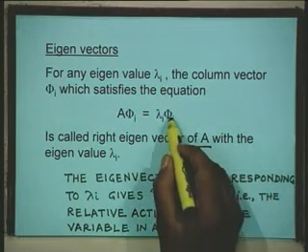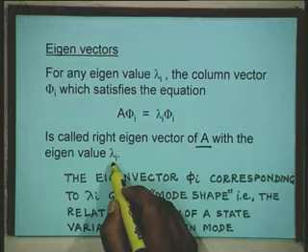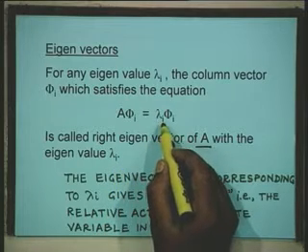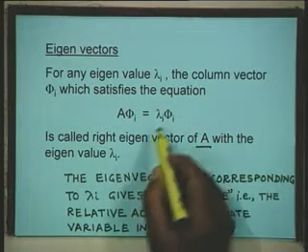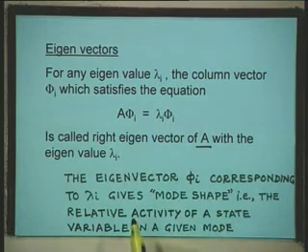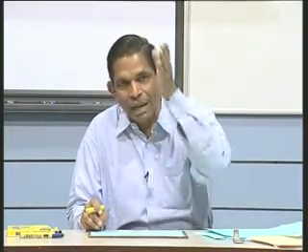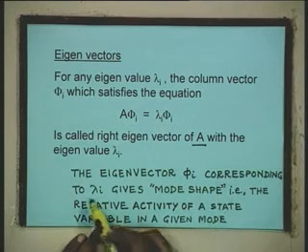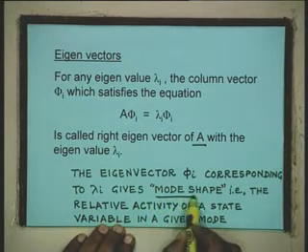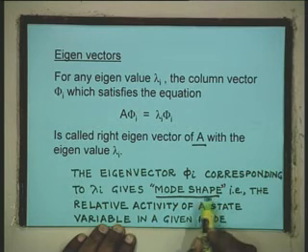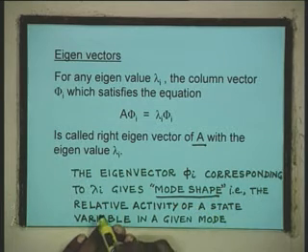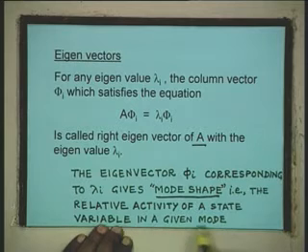Now, this phi i is associated with eigenvalue lambda i. If I put i equal to 1, I get eigenvector 1. If I put i equal to 2, I get the eigenvector corresponding to eigenvalue lambda 2, and so on. This eigenvector has the same dimension as the state vector. The eigenvector phi i corresponding to lambda i gives the mode shape. This is a very important term: the mode shape is the relative activity of a state variable in a given mode.